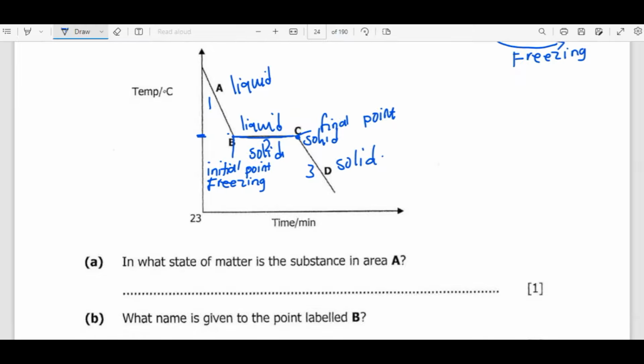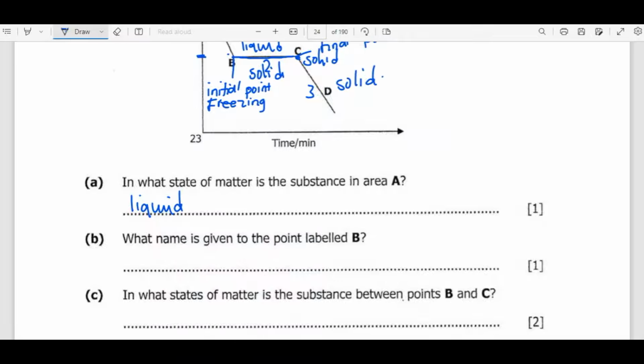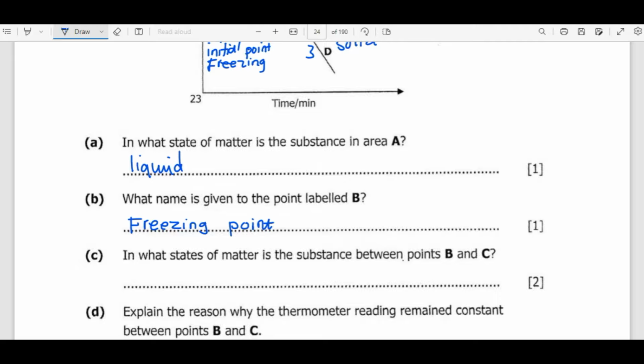Question A, in what state of matter is the substance in area A? So we have liquid as our final answer for this one. Then B, what name is given to the point labeled B? The point labeled B will be called a freezing point. It's a freezing point because it is indicating the process of freezing. Then C, in what states of matter is the substance between points B and C? We said we are going to have 2 states of matter. So we have solid and liquid.